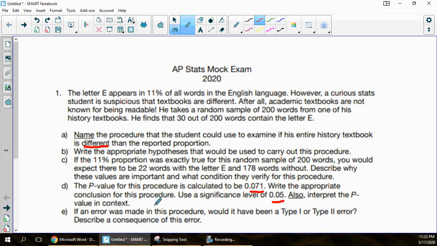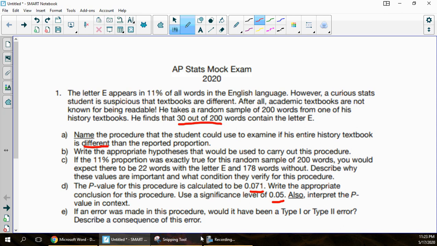We got a p-value of 0.071 with an alpha level of 0.05. What would I do with that? Well, since my p is not low, I would fail to reject H0. It says interpret the p-value in context. What that means is if in fact 11% of the words in the book contain the letter E, there's about a 7% chance that I could get a sample like this one, 15%, or more extreme. That's what a p-value is all about.